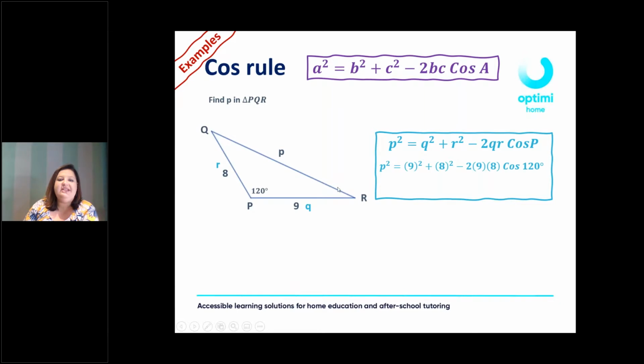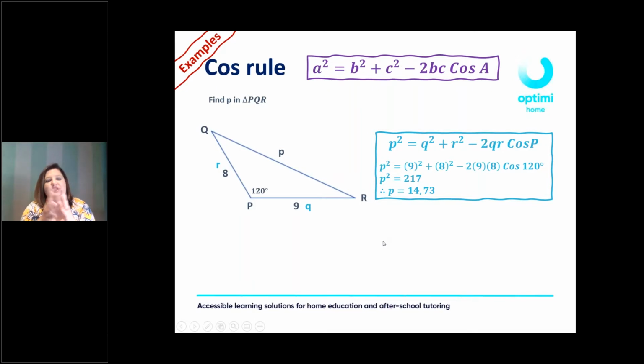Substituting everything that I have on the triangle, so q is 9, r is 8, q and r again, and cos of 120 degrees. You put that into your calculator. Now remember, this is for p squared. So the answer that I've gotten here is for p squared. And then I need to get the square root of my answer to get the value for p, which is 14.73. And it is a length over there. So it's actually a unit that you are calculating.